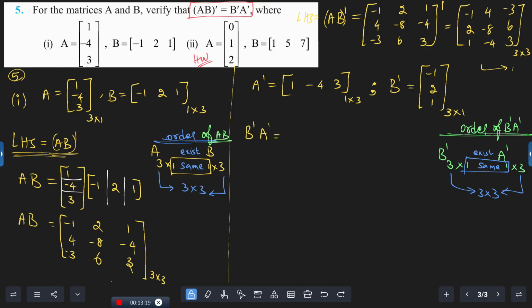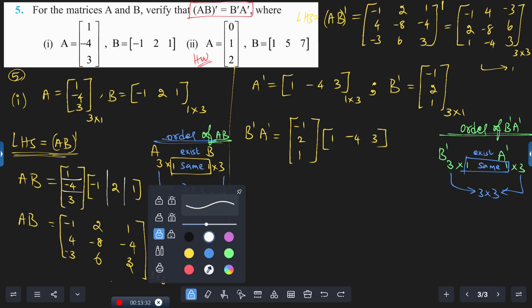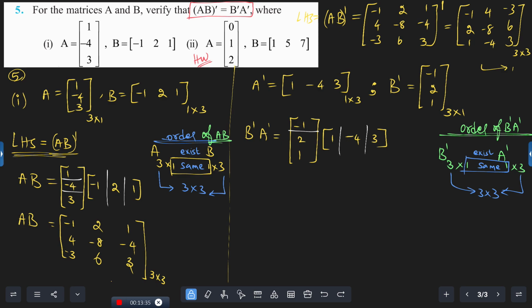Now B dash we have as a column: minus 1, 2, 1. And A dash we have as a row: 1, minus 4, 3. So it is a column matrix with a row. Each column you have to multiply. Like that, the second row and third row, in the same manner. Very important: when you multiply, you must be very careful. Again, listen carefully. The first element you take, multiply with each element.